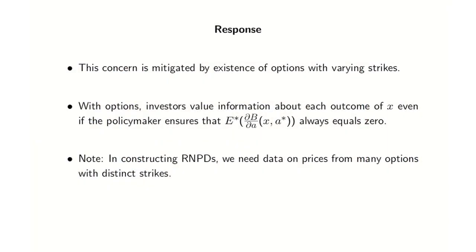I think what's true is this concern is at least mitigated. I'm going further to say it's, for most probability distributions, eliminated by the existence of options with varying strikes. As long as you have enough options out there, investors are going to be trying to gather information about each outcome, even if the policymaker is working to try to keep this one payoff always equal to zero. So there's still an incentive to gather information. And when constructing RNPDs, risk-neutral probability densities, we do need data on prices for many options with different strikes anyway. So it seems like we're going to need that in any event.